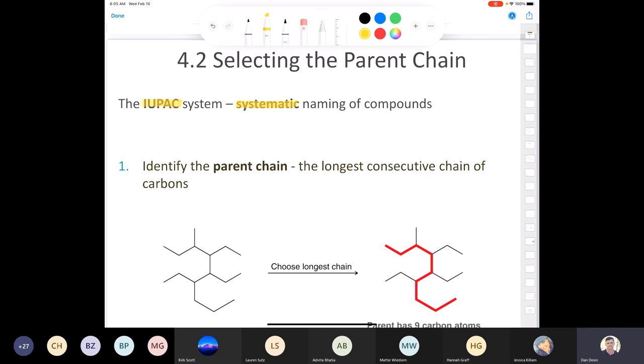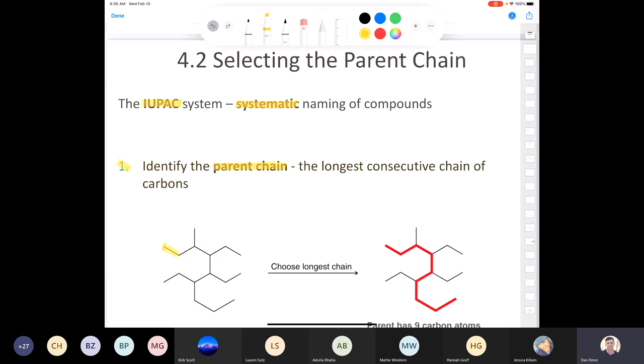So the first rule that you're going to learn is what's called identifying a parent chain. Now, a parent chain is simply the longest consecutive chain of carbons in a molecule. Here we have an alkane, saturated hydrocarbon. We have lots of carbons, lots of hydrogens. And if we were to try to find the longest carbon chain, you might start here and say 1, 2, 3, 4, 5, 6, 7. Okay. But if you look a little deeper, you might say, okay, well, let's see here. 1, 2, 3, 4, 5, 6, 7, 8, 9. And in fact, you find that 9 carbons in a row is the longest chain.